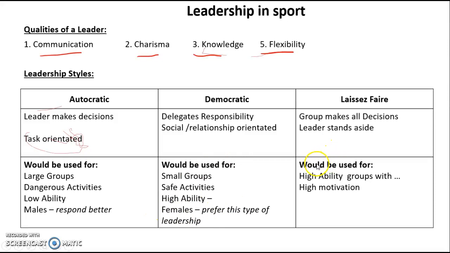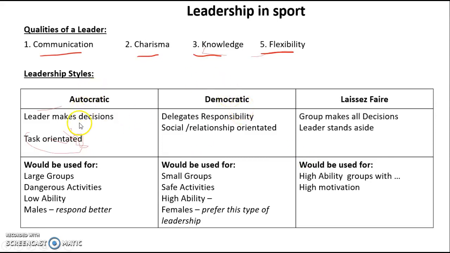Okay, going on from there then, laissez-faire, when would it be used? Well, it can only be used for high ability groups that have high motivation levels, because you have to have the ability level to make all of the decisions of the group, and also you've got to have high motivation because it's easy to become complacent if you haven't got anyone there to push you along.